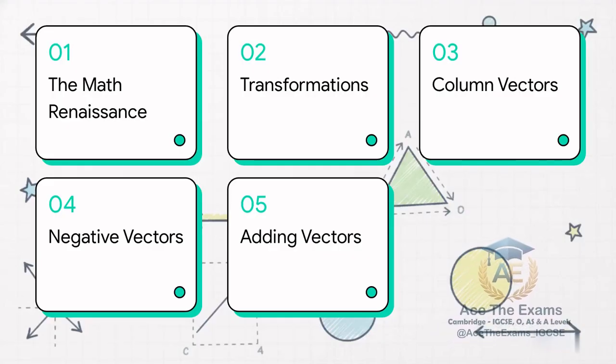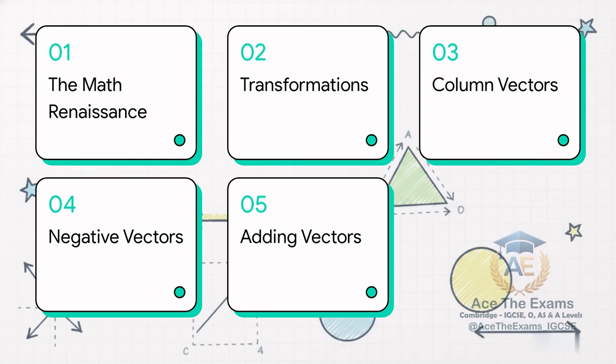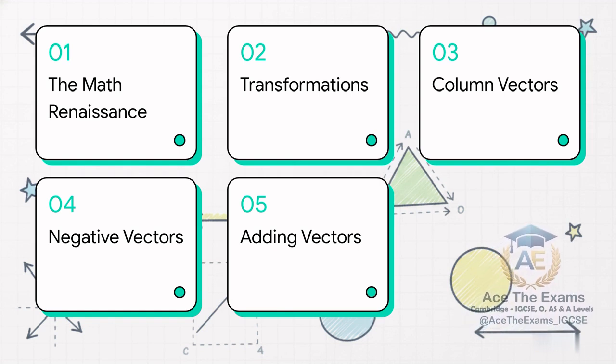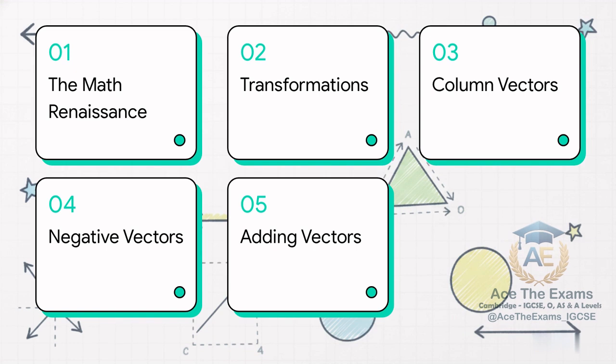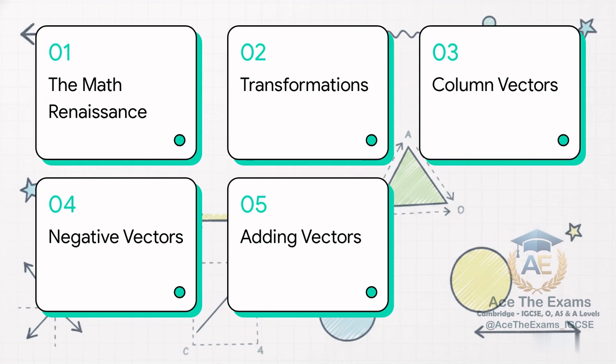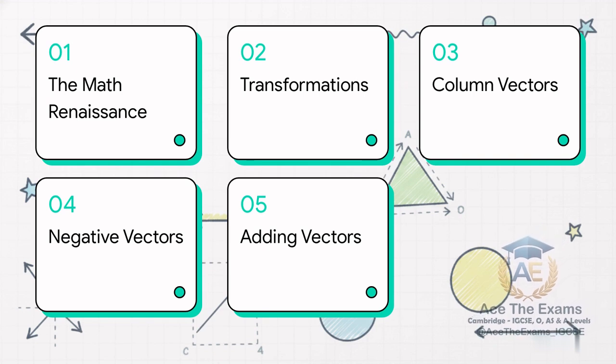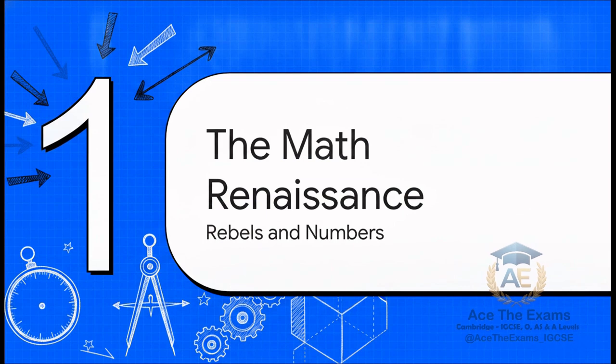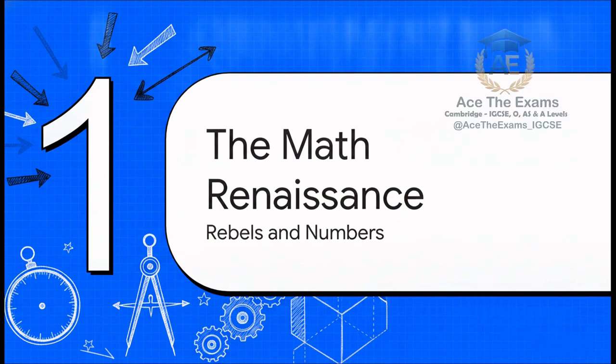Here's our roadmap for today. Number 1, the math renaissance. 2, understanding transformations. 3, decoding column vectors. 4, direction and negative vectors. And finally, number 5, adding and subtracting vectors. Let's do this. Section 1, the math renaissance, rebels in numbers.